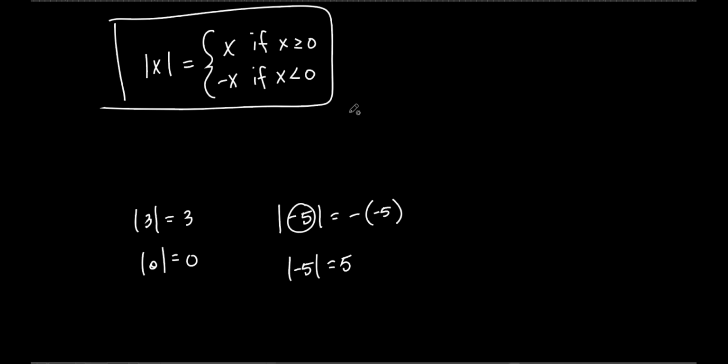So let's do an example. Are you ready? We're going to solve for x. We're going to do some algebra. Solve for x, but it's going to be an absolute value. So it says solve: the absolute value of x plus 5 is equal to 9.